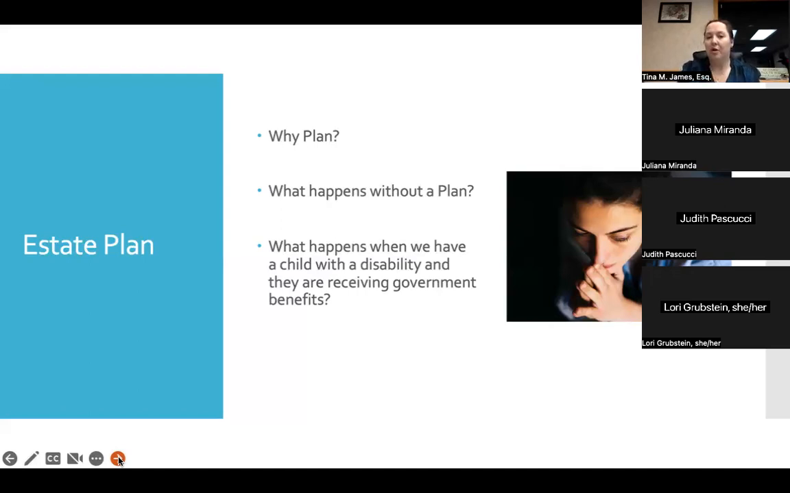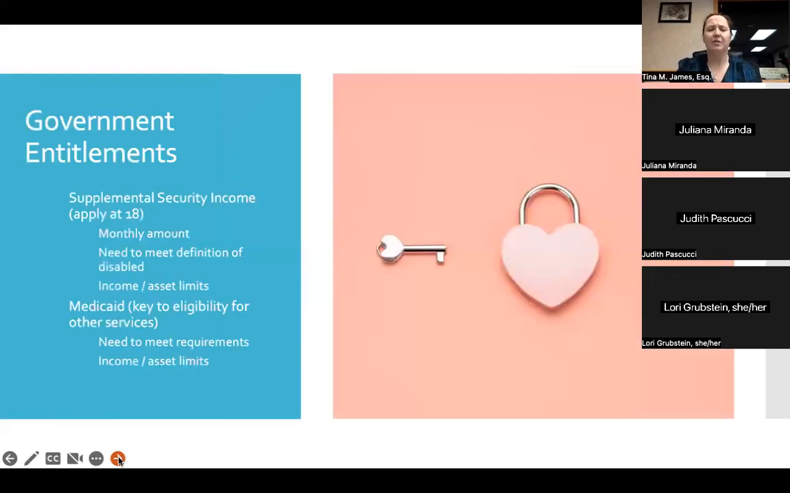So it's important that we plan so that assets don't go to them directly. This is where the special needs trust comes into place. We can set this up so it doesn't go to them directly. They can still have the benefit of their inheritance, but without it jeopardizing their benefits. So let's take a look first at these government entitlements and benefits, so we understand what we're talking about.